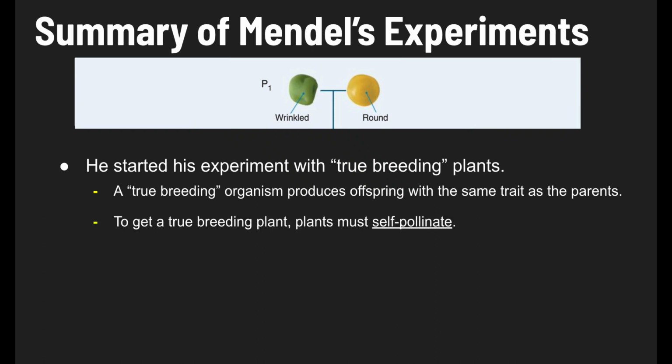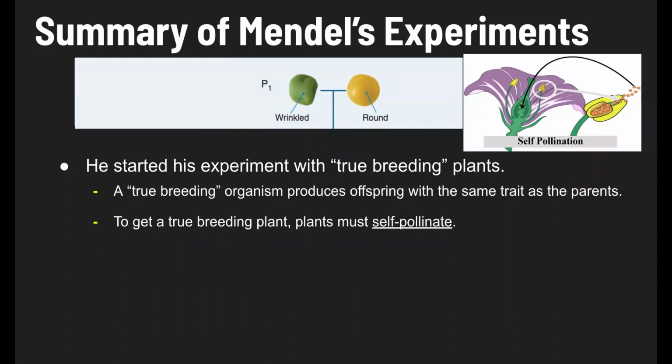Now, to get a true breeding plant, Mendel used a method called self-pollination. And self-pollination is basically where you take the pollen from a plant and you just let that pollen fertilize its own eggs. And you can do that with a brush. You just put some pollen on the tip of a paintbrush and rub the paintbrush on this part of the plant, and the pollen travels down and fertilizes the eggs, and the plant will self-pollinate.